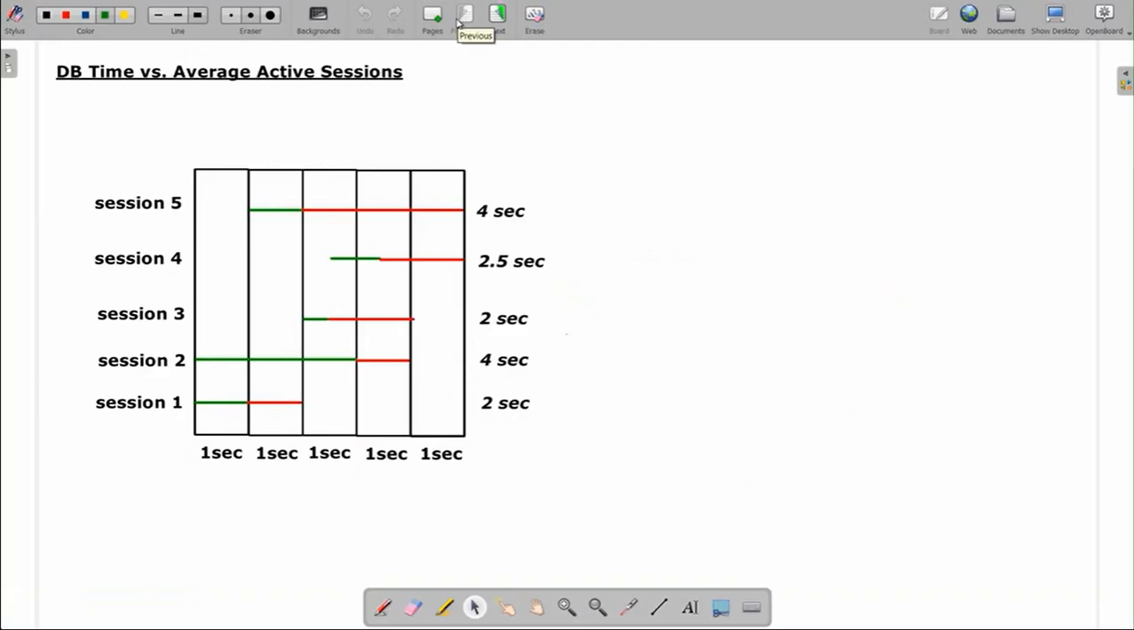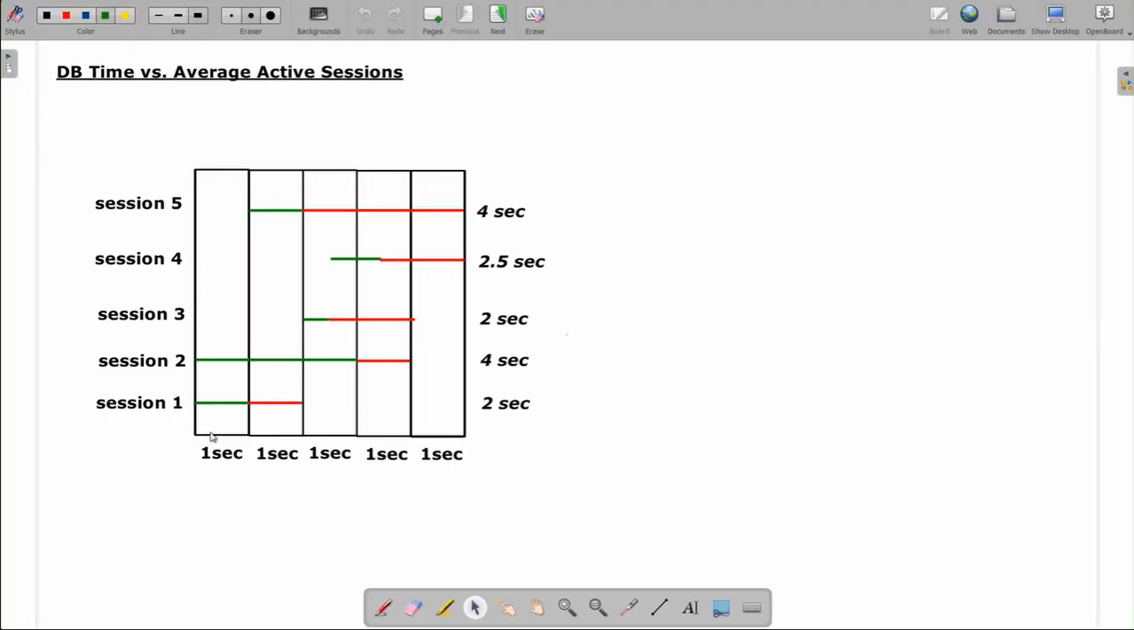Let's take a look at the first page here. This introduces DB time and average active sessions. I'm not sure whether you have heard about database time or not. This is the total database activity time in a given time period, and it is related to average active sessions. To give you an idea of DB time, I made this example here.